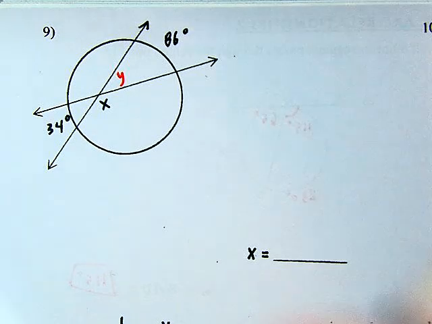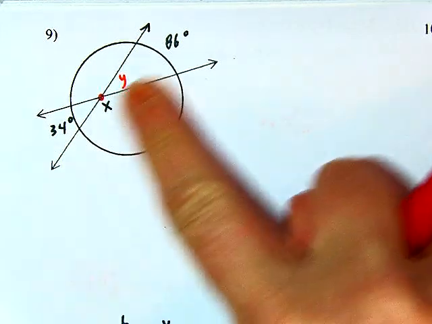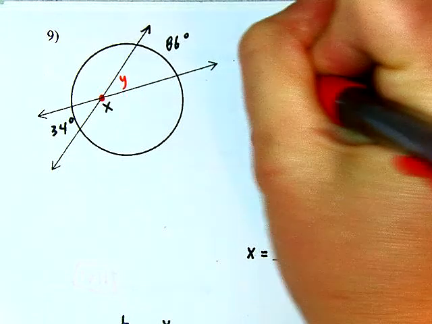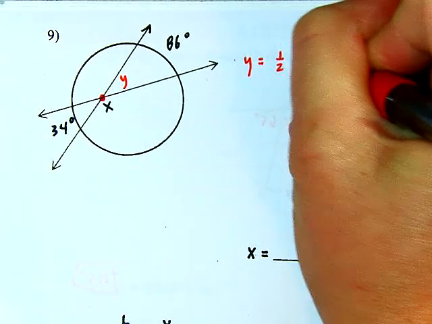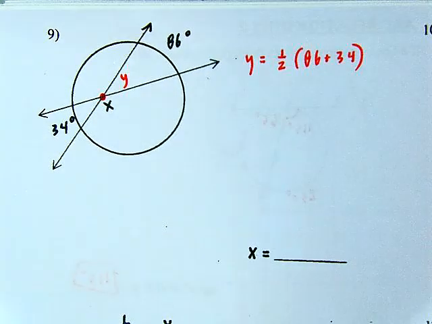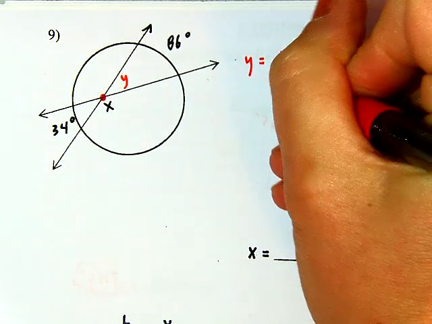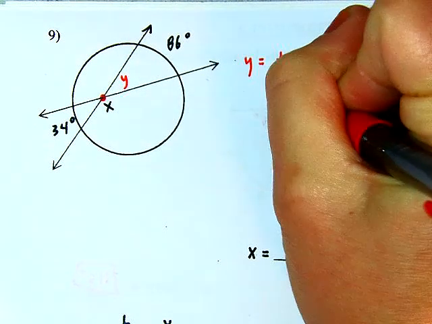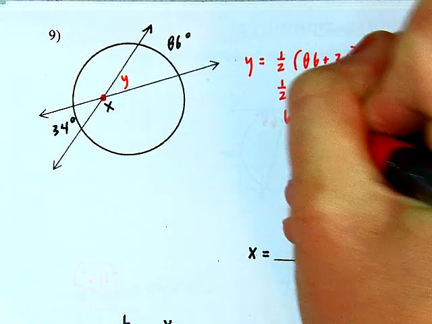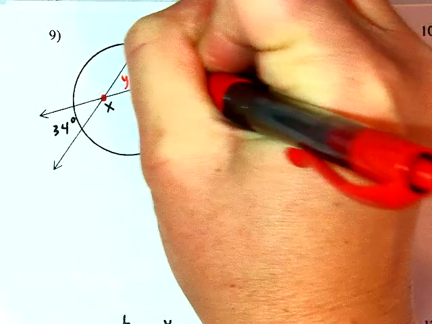So my vertex is inside of the circle, and I do know these two intercepted arcs. So I know that whatever Y is will be the average of 86 and 34. So 1/2 the sum of 86 and 34. If I add those together, that is 120, and then I get 60 for Y. So Y would be 60 degrees right here.